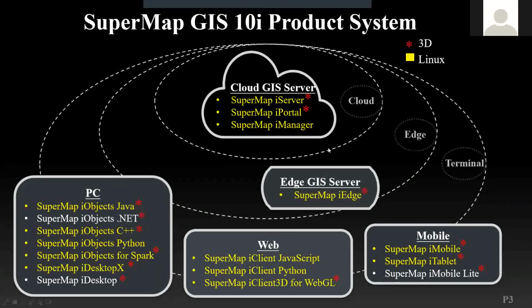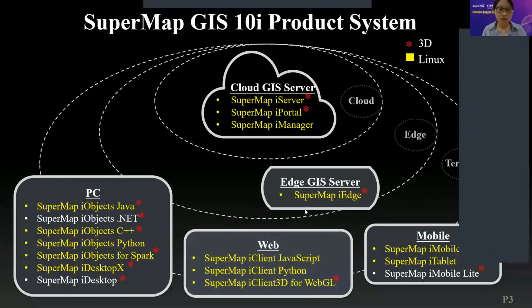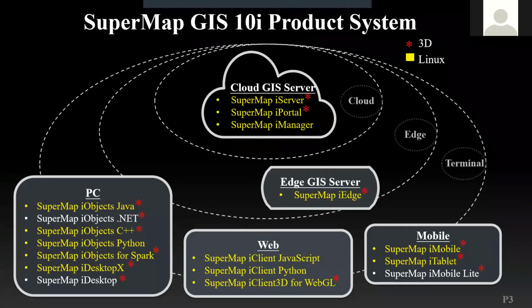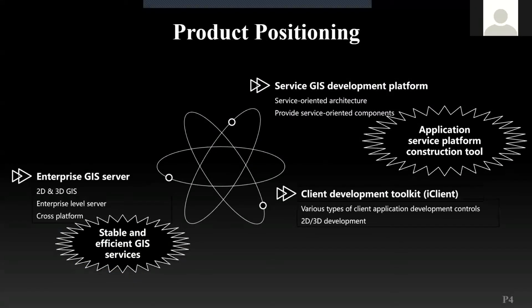And besides the Cloud Center, on the terminal side, we have the PC terminal. There are iObjects and iDesktop. And on the web terminal, there are iClients for 2D and 3D. And on the mobile terminal, there is Supermap iMobile, which is an SDK. And another one is Supermap iTablet, which is an application. Supermap iServer is the core product for the whole Supermap product system. iServer can help us publish our services and share the data with other terminals, such as from PC, we can use iDesktop to access the services published by Supermap iServer.